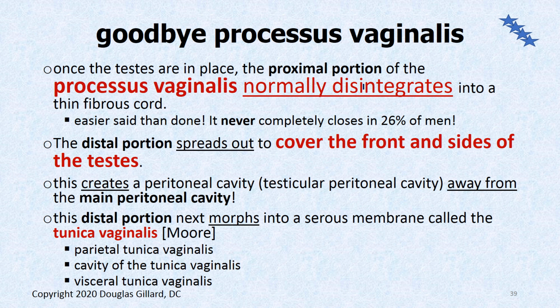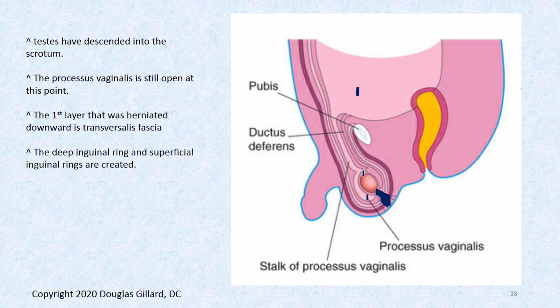Okay, now goodbye to the processus vaginalis. This happens in 75% of men. So once the testes are in place, the proximal portion and the middle portion of the processus vaginalis disintegrate, and they dry up into a fibrous thin cord. And that's good, right? Because you don't want your peritoneal cavity down here. It's too easy to get this blocked off and get some type of infection down here. You want to get rid of this. So from about here to here, you're going to get rid of that. You're going to scar it up into a little bit of a cord, but not this.